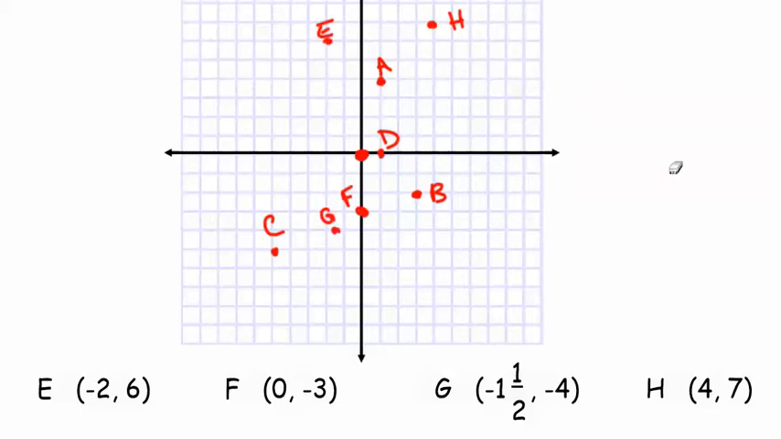All right, check your answers. You'll notice that for G, -1.5 means you just go over -1 and then a half. So you're in between -1 and -2, okay? All right, check those problems.